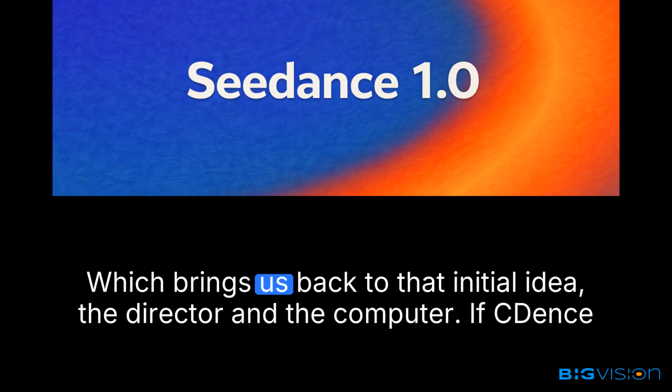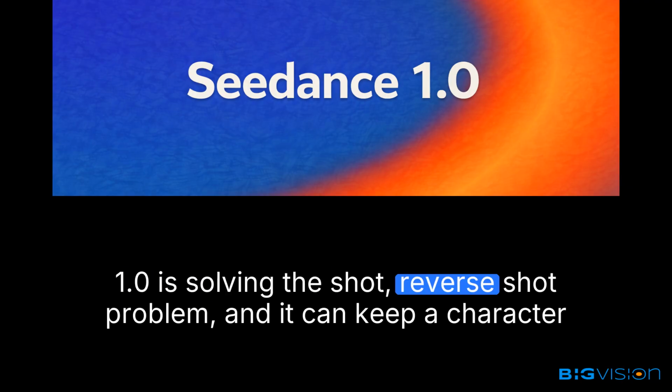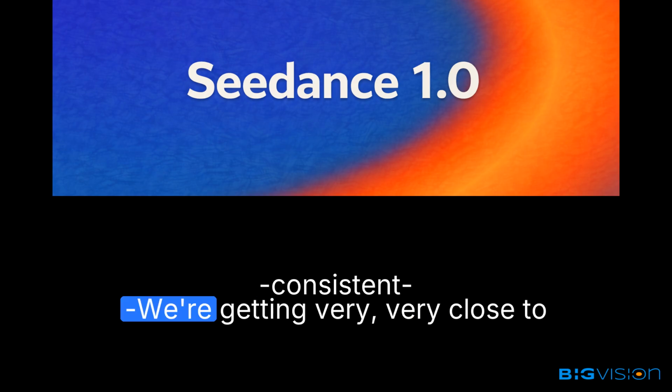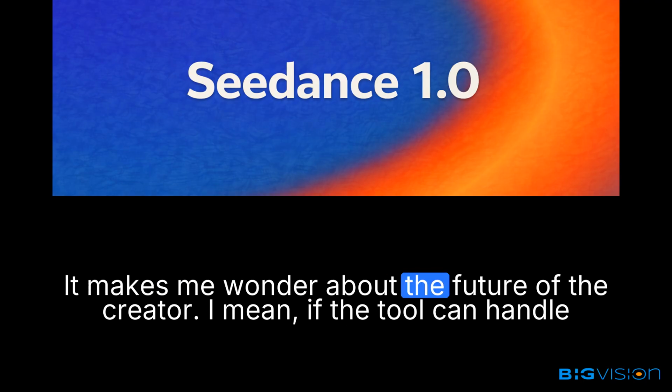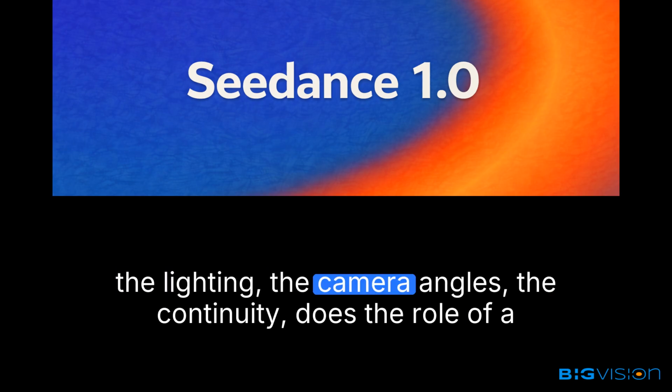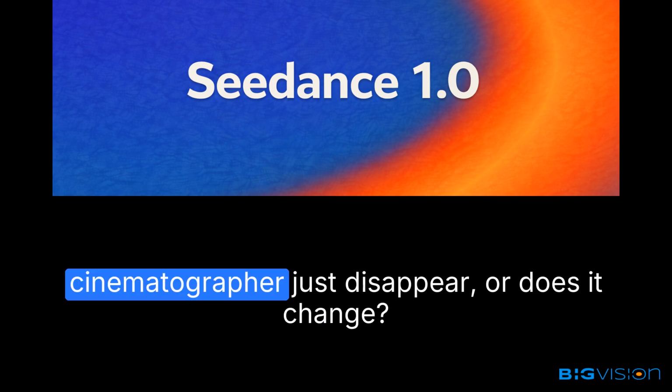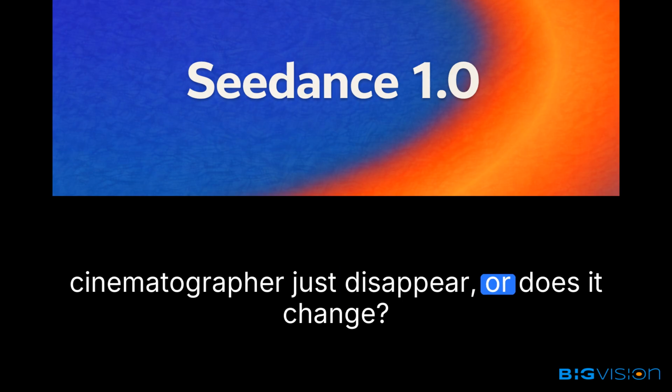Which brings us back to that initial idea, the director and the computer. If Seedance 1.0 is solving the shot reverse shot problem, and it can keep a character consistent, we're getting very, very close to prompting a movie rather than just prompting a clip. It makes me wonder about the future of the creator. I mean, if the tool can handle the lighting, the camera angles, the continuity, does the role of a cinematographer just disappear? Or does it change?